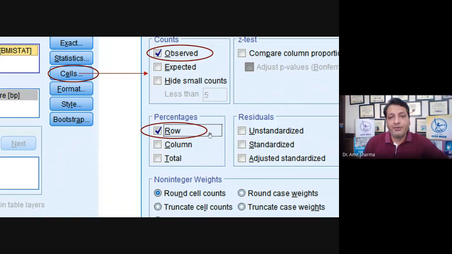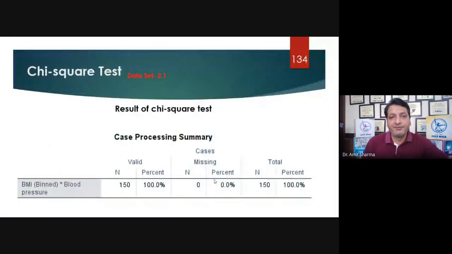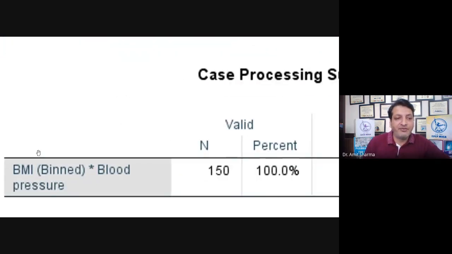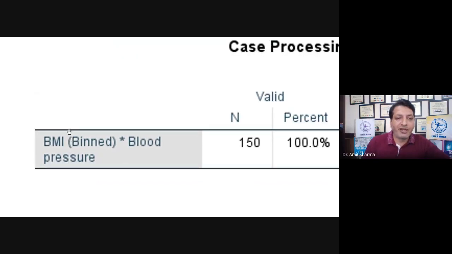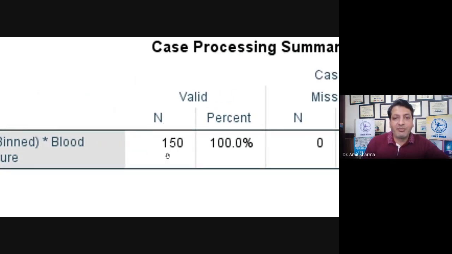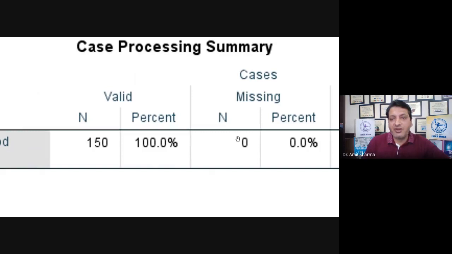So once you click on Row and click Continue, you are going to get the results of the chi-square. What do the chi-square results represent? First of all, it is going to tell you which variables you have compared, which are given in the form of category. That means BMI you are going to compare with blood pressure. Both variables are given in the form of category only. After that, it gives you n, the number of samples enrolled in the study, that is 150. Valid percentage is 100%, meaning no data of any patient or any animal is missing. That means missing value is 0.